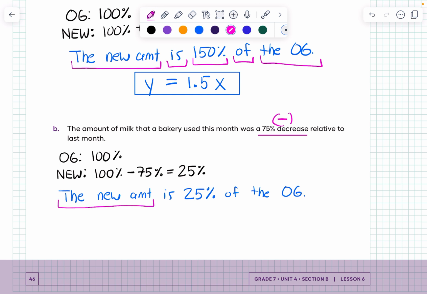All right, dissect this. We got to break it down. The new amount is represented by y. Is means equals. 25% as a decimal is 0.25. Of the OG means times x. There's our equation.